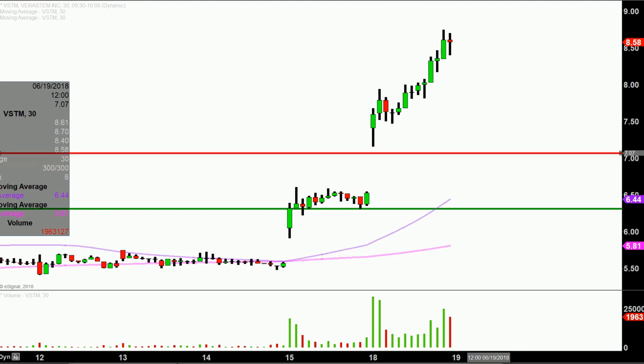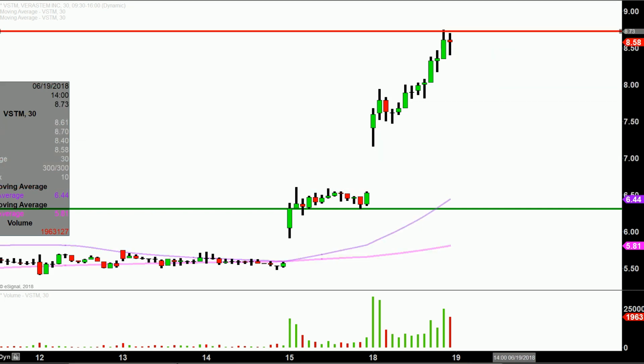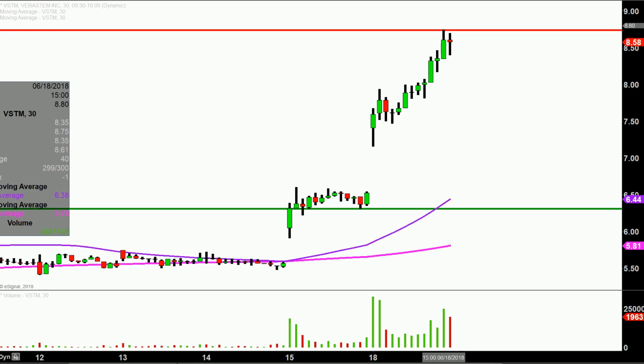So the first level we'll just start off with is the current level of resistance, and that's right up there at $8.75. That's coming from simply where the party stopped today. So $8.75, by no means am I implying that that's some sort of crucial or huge level of resistance. It's just where the price happened to stop going up. So that'll be public enemy number one going forward.